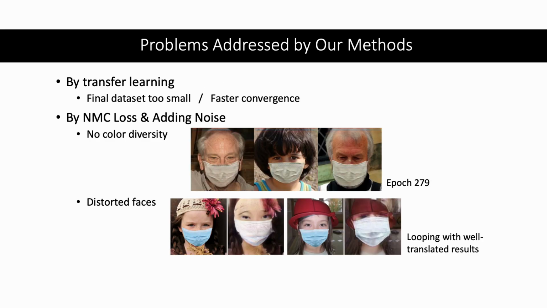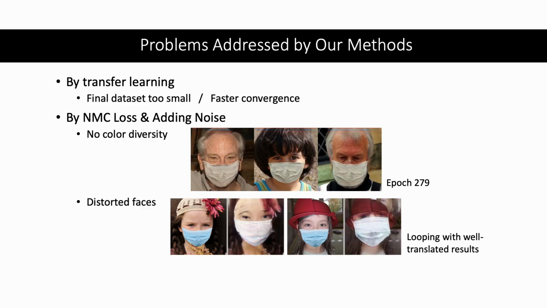To discuss our results, we first want to analyze the problems addressed by the methods. Transfer learning was planned to speed up convergence, and it also ended up having alleviated overfitting because the initial epochs are trained on a much larger dataset. By adding non-mask change loss and adding noise, we also addressed a couple of other problems.